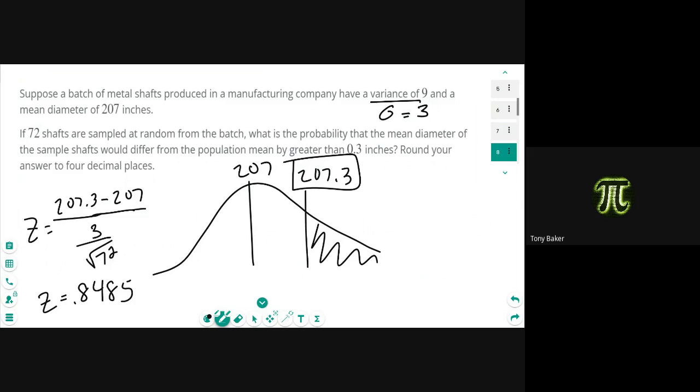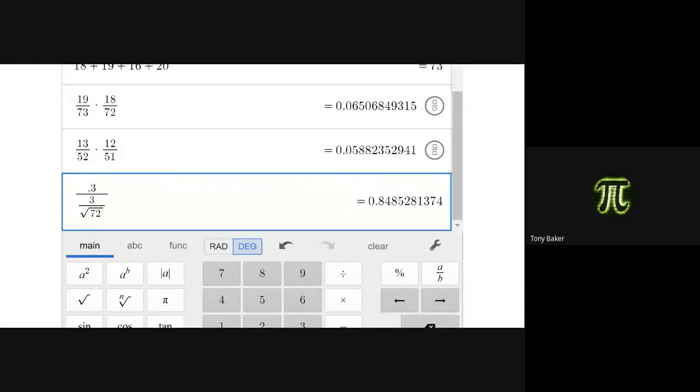So it's 207.3 minus the 207 divided by 3 divided by the square root of 72, because you have to divide by the number in your sample. It's 3 divided by the square root of 72 on the bottom. It's 0.3 divided by that whole piece. So when you type it, if you're using Desmos, it should look like that. When you look it up on the chart, how do you know if it's negative or positive? Your negative goes from 0 to 0.5, so this is going to be a positive number because it's above half.